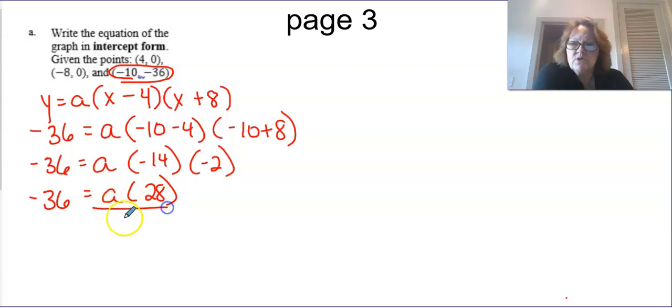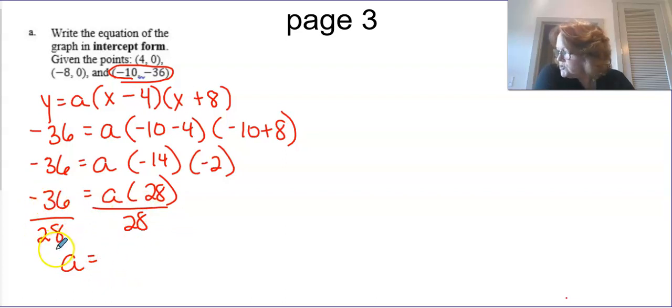Now, I'm going to just divide by 28 on both sides. So a equals -36/28. And of course, I'm going to divide those by 4. And so that's going to be -9/7.